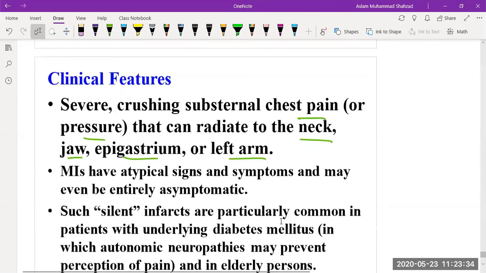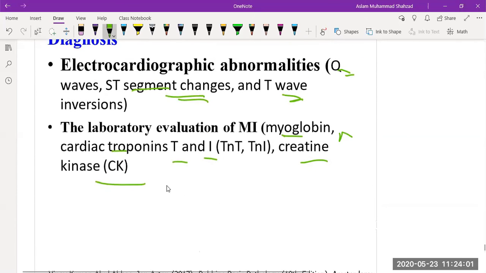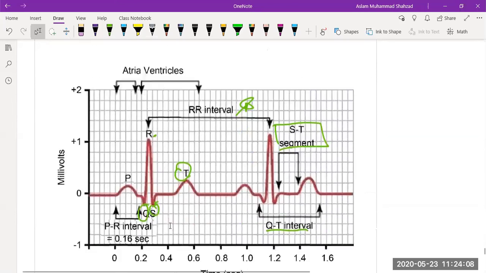So you can see that it radiates to the neck and jaw, epigastrium or left arm, and they have atypical signs and symptoms, and may even sometimes be entirely asymptomatic. That is very important because the patient doesn't know that he is having the infarction. It is very difficult because the clinical biomarkers, such as creatinine kinase, cardiac troponin T and I, or myoglobin, take time to diagnose.